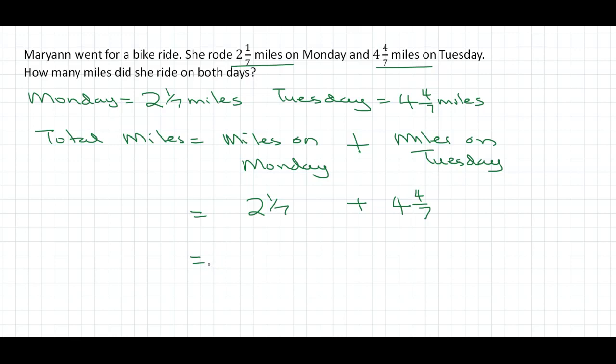So now we're going to add these numbers together. We are going to start by adding the whole numbers. So we have 2 plus 4 gives us 6. Now let's go ahead and look at the fractions. We have a common denominator of 7, so we put 7 right here, and then we can add the numerators, 1 plus 4. So this is going to give you 6 5/7 miles on both days. So this is the total number of miles that she would have traveled on both days.